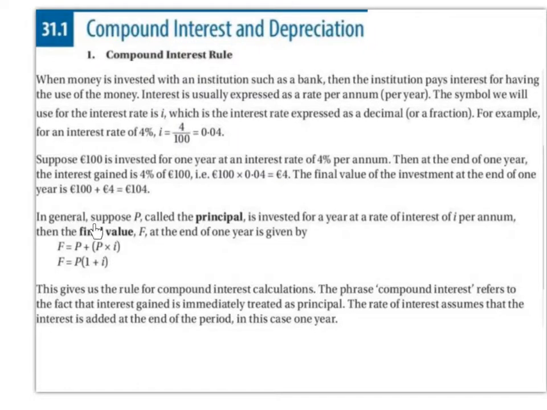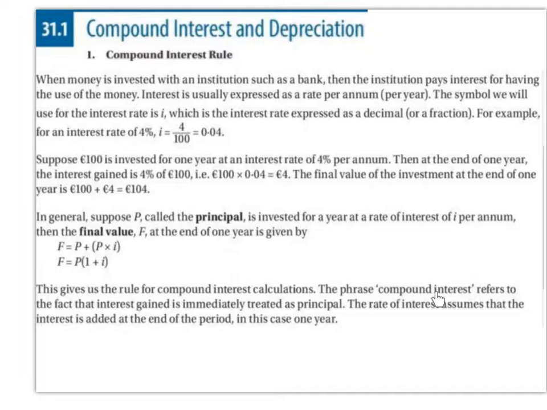In general, suppose P, called the principal, is invested for a year at a rate of interest I per annum, per year. Then the final value F at the end of 1 year is given by F equals P plus P times I, which is F equals P times (1 plus I). This gives us the rule for compound interest calculations.